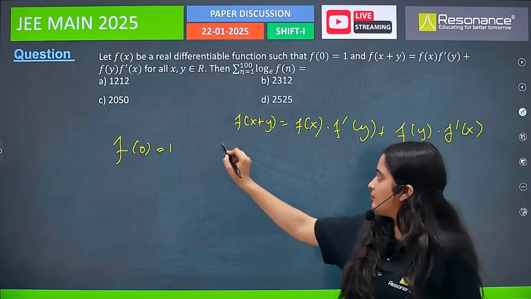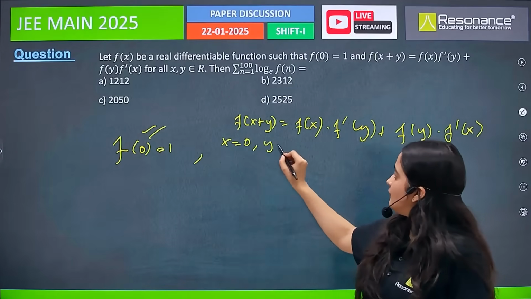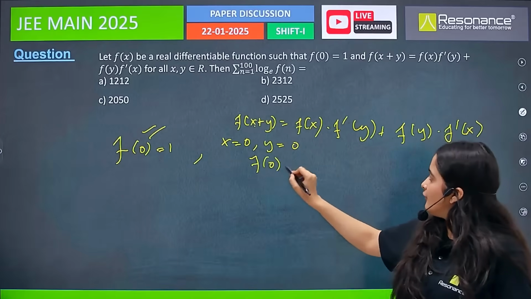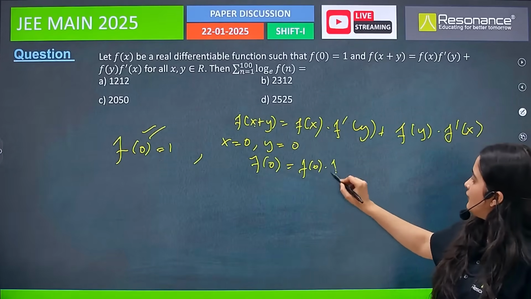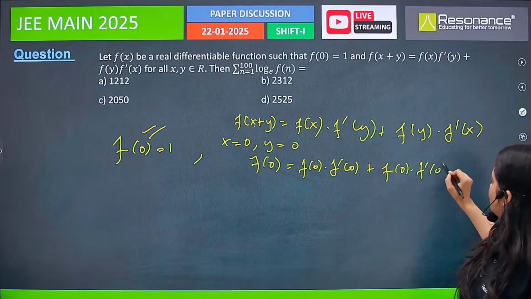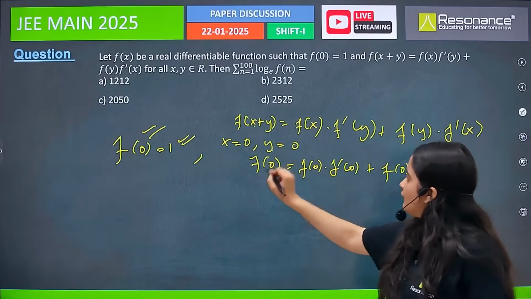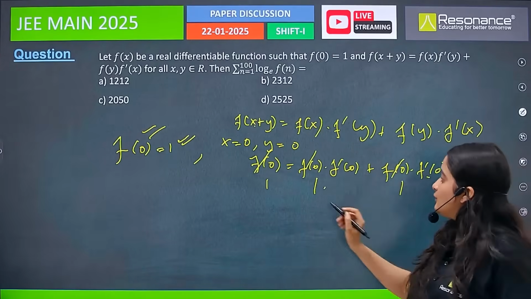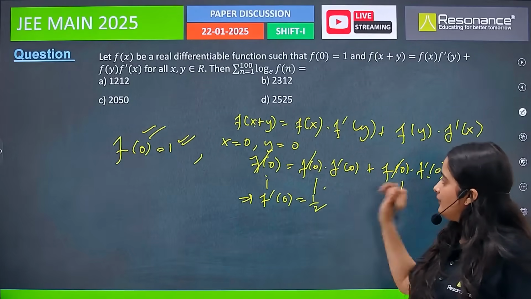Very simple process. We are given f(0), so we'll use this. We'll substitute x as 0, y as 0. If I substitute x as 0, y as 0, I'll get f(0) is equal to f(0) into f'(0) plus f(0) into f'(0). Now we are given f(0) equals 1. So 1 equals f'(0) plus f'(0), 2f'(0) equals 1. So f'(0) equals 1 by 2.